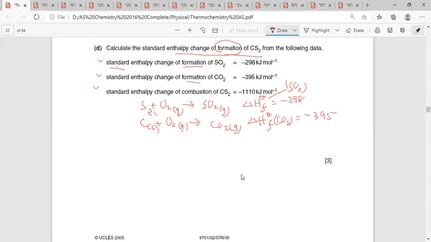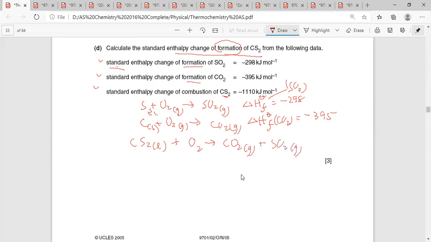The next one is the standard enthalpy change of combustion. That means I must start this one first. 1 mole of the compound CS2, liquid, burns in excess oxygen. That means complete combustion with O2 to give carbon dioxide, gas, since under standard conditions, plus SO2. Now I must balance it. This is also gas.